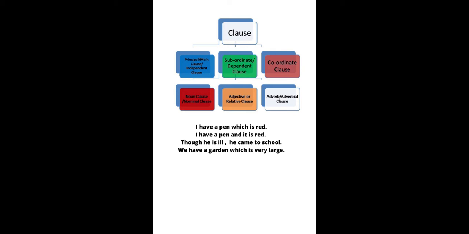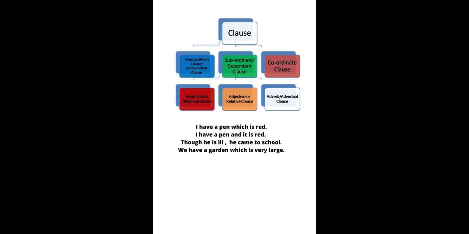Third type of clause: coordinate clause. Coordinate, C-O hyphen O-R-D-I-N-A-T-E, coordinate clause. Now we have known that clauses are of three types: main clause or principal clause or independent clause, three names given to the same type of clause. Second type is subordinate or dependent clause. Third type is coordinate clause.